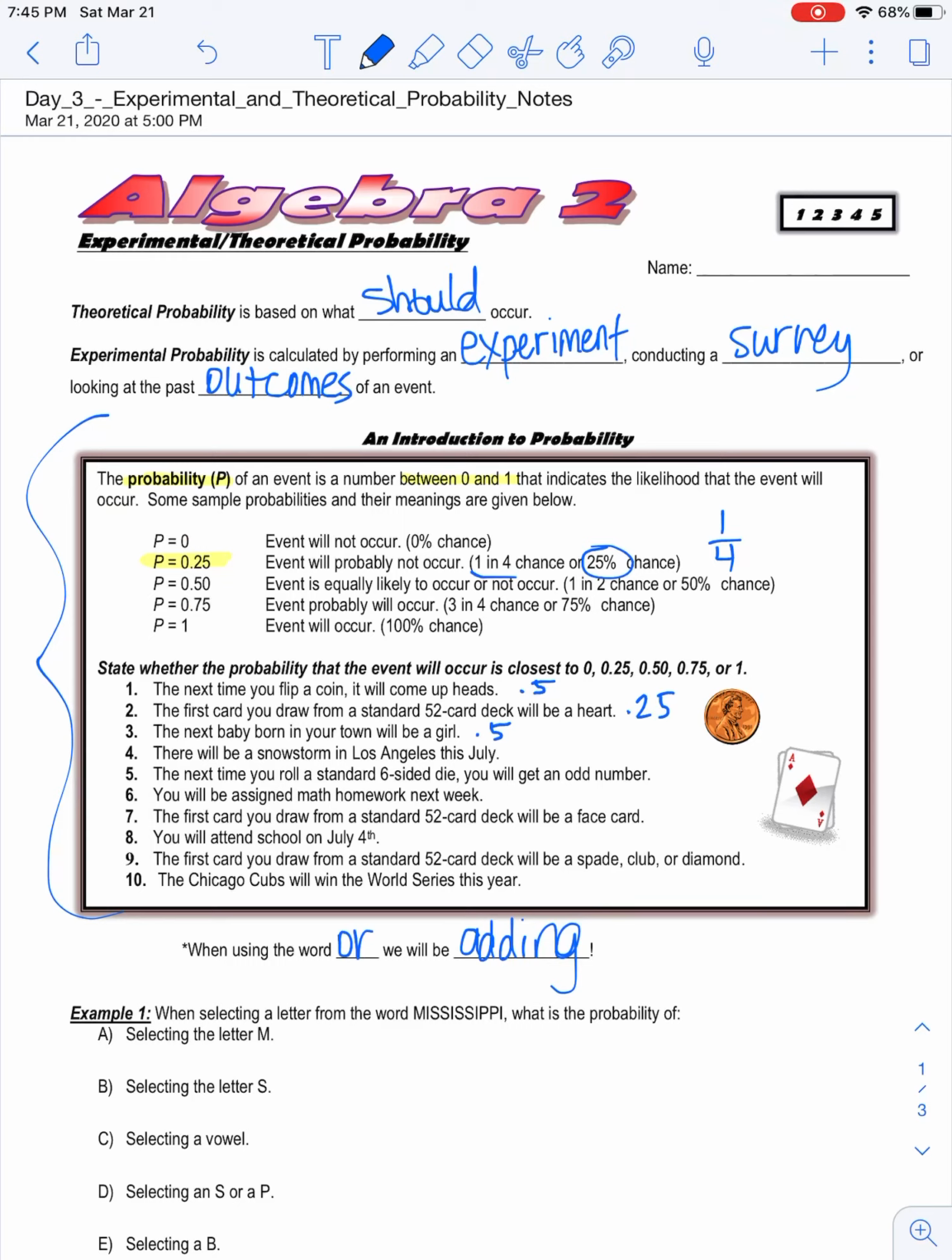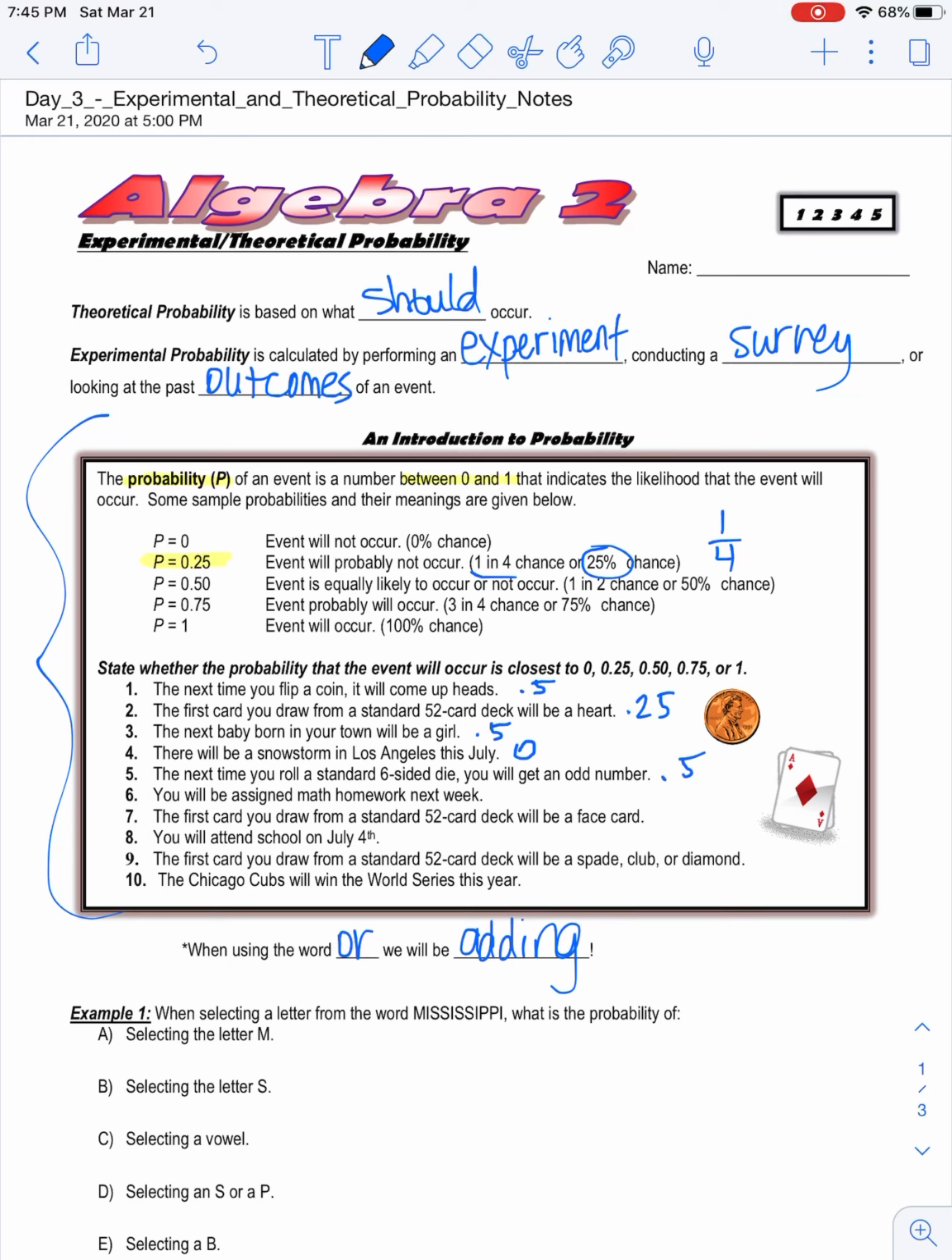There will be a snowstorm in Los Angeles this July. That's probably closest to 0 because it's very unlikely. The next time you roll a die, you'll get an odd number. 1, 3, and 5 are all odd. That's 3 out of 6 outcomes, which is closest to 0.5.